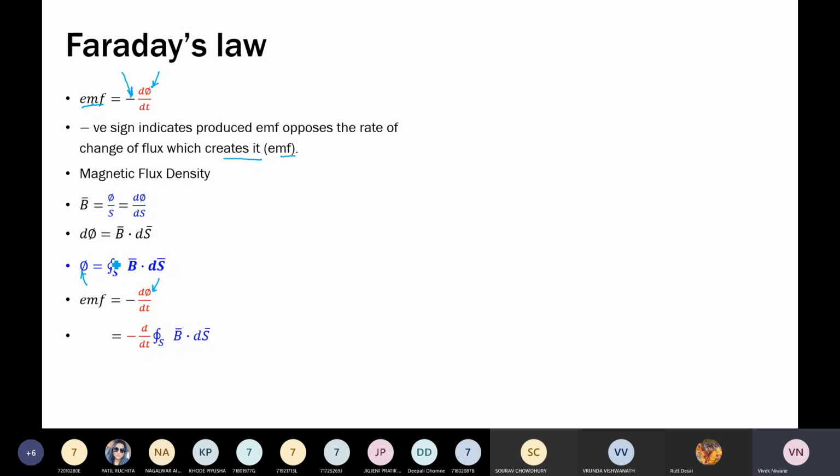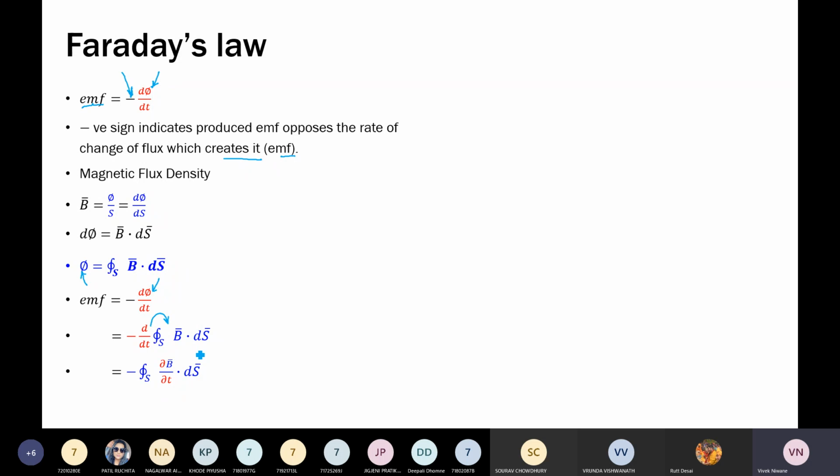Therefore, we will have EMF is equal to minus d by dt of the closed surface integration of B bar dot dS bar. Take this differentiation inside the integral sign. Outside it is d by dt. When we take it inside the integral, it becomes partial differentiation, and we will have minus closed surface integration of ∂B bar by ∂t dot dS bar.